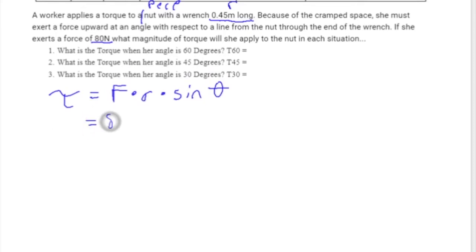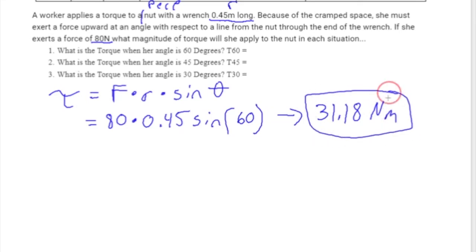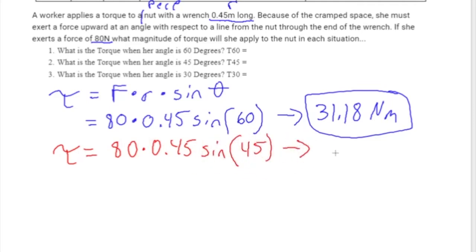Well, the force is 80 newtons. The distance from it is 0.45 meters, and the angle is 60 degrees. If I multiply all this stuff together, I find out that the torque she exerts at a 60 degree angle should be 31.18 Newton meters. Now I'm going to go ahead and solve for the torque exerted at a 45 degree angle. Same force, same distance away. The only thing that's changed is the angle, and now it's 45 degrees. I solve for this one. I get 25.46 Newton meters.